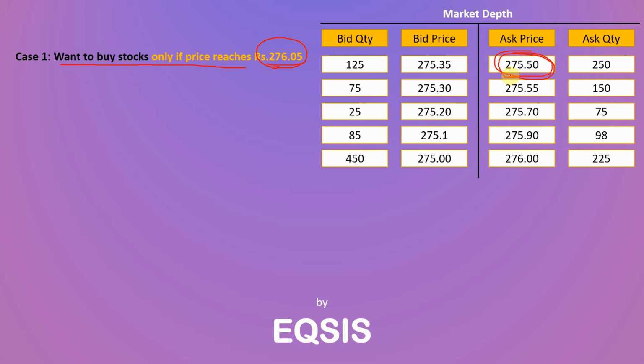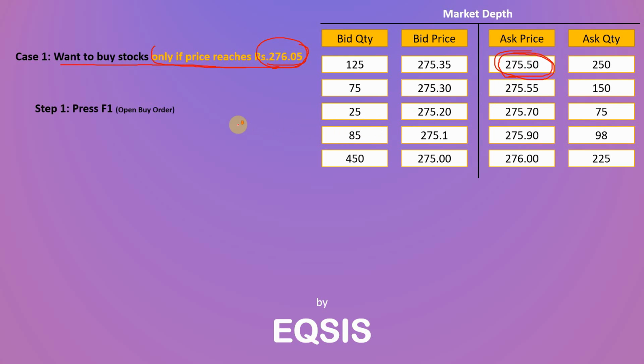But this time the trader's interest is different. He really wants to buy only if, look at this one, only if the price reaches 276.05. He is not interested in buying the shares at the rate of 275.50. It means he doesn't want to buy the shares now. Only when the price reaches 276.05 he wants to buy.